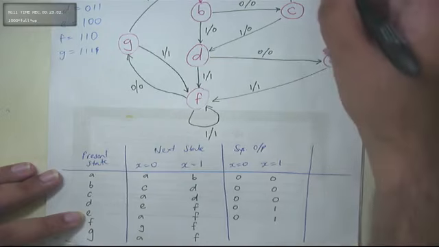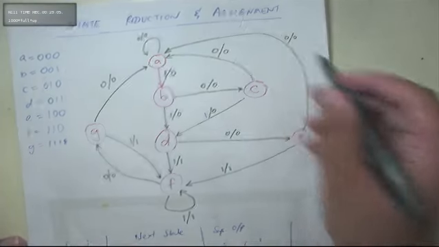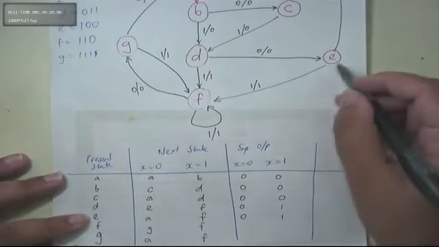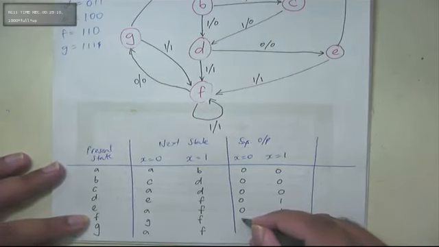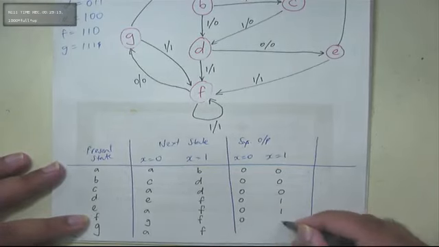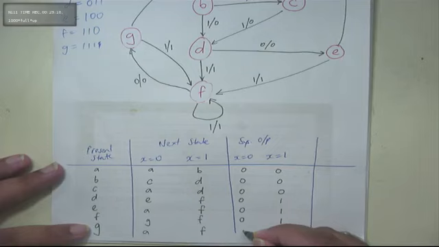If X is 0, Y is 0. There, 0. And if X is 1, that's 1. F, 0. If X is 1, that's 1. And G, if X is 0, 0. And if X is 1, that gives you 1.